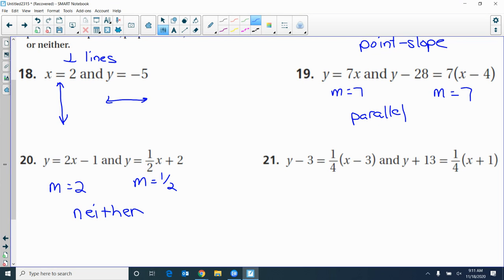Now 21 is in that special form, that point slope form. Really, when it's in this form, I can just say slope is 1/4, slope is 1/4, both have the same slope. They are parallel.